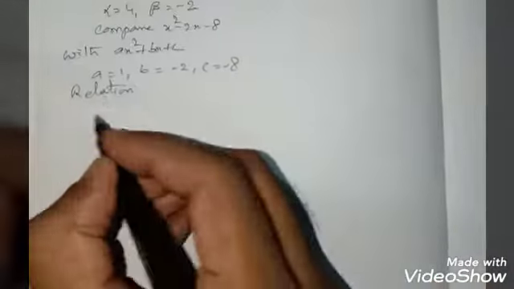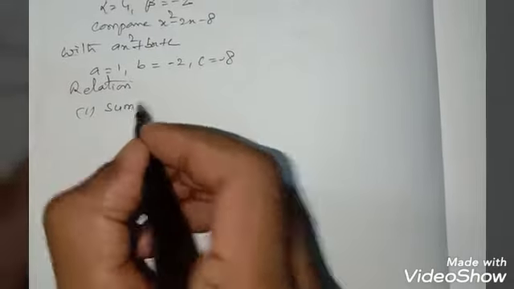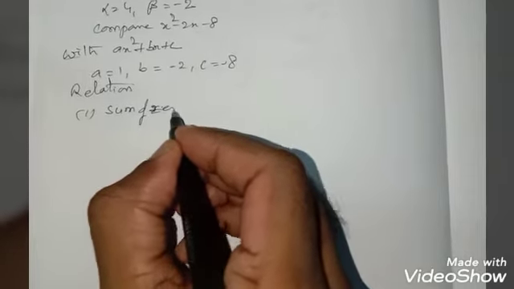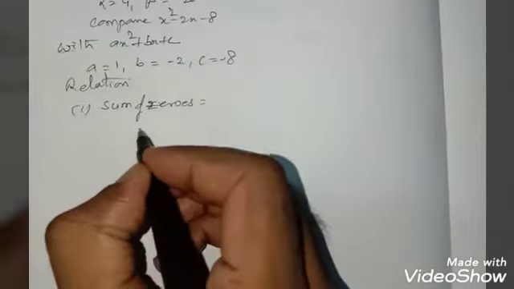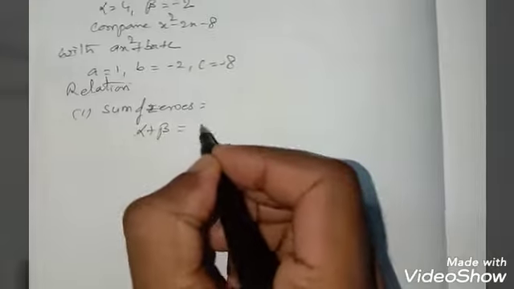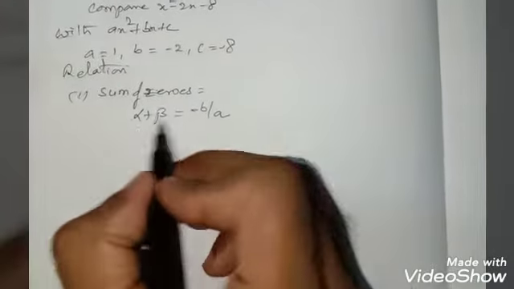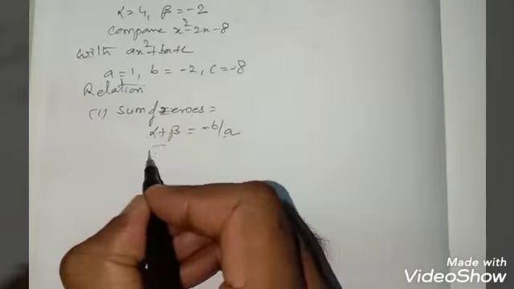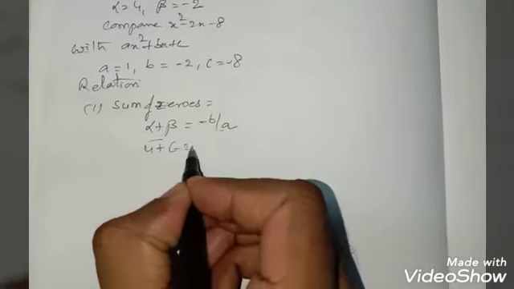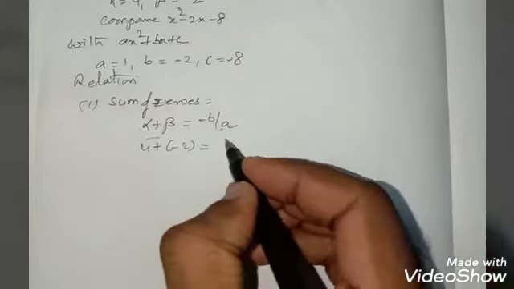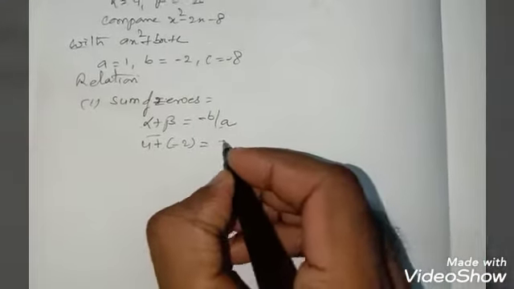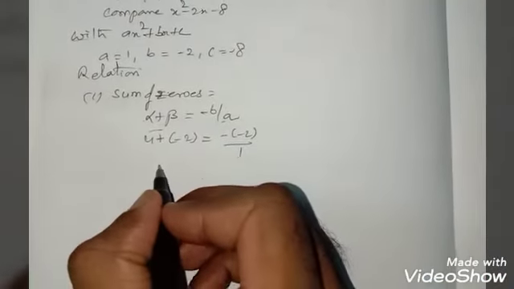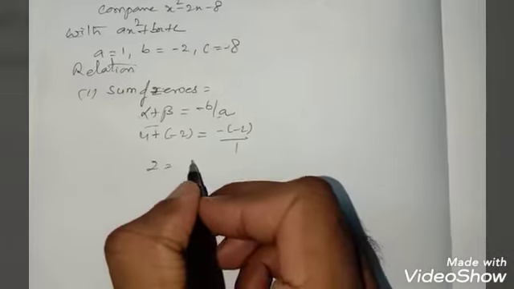Right, so the first relation is the sum of zeros, which is alpha plus beta, and that is nothing but minus b by a. This is a relation of zeros and its coefficient. Now alpha is 4, beta is minus 2, equal to minus of b value, which is minus 2, divided by 1. Now 4 minus 2 is 2, and minus into minus is plus 2.